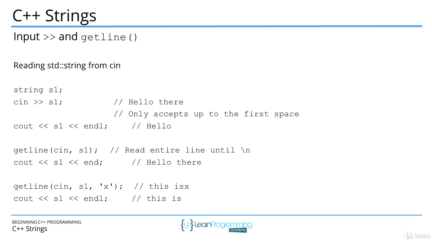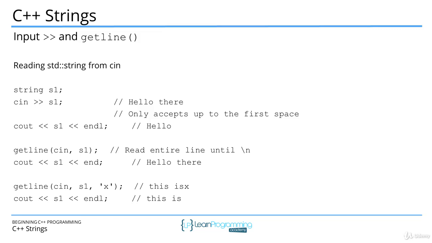In many cases, we want to read an entire line of text up to when the user presses enter. For example, I want the string to be "hello there". Suppose I asked you to enter your full name. I want to be able to read "William Smith", not just "William". In this case, we can use the getline function.